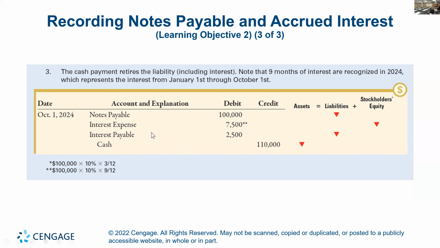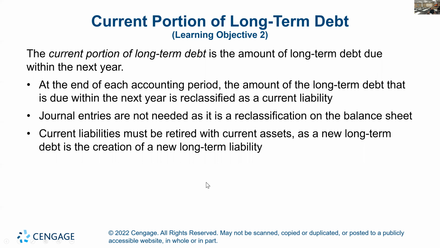Okay, so now when we go to pay the note back, we can take the note payable off the book because we no longer have to pay it. We can take our interest payable off the book. Now we need to record the rest of this interest expense, which would be the 100,000 times 10% times 9/12, because that interest expense was incurred this year for the note, and then the cash is the total paid out of 110,000. So there's your simple recording for a notes payable.